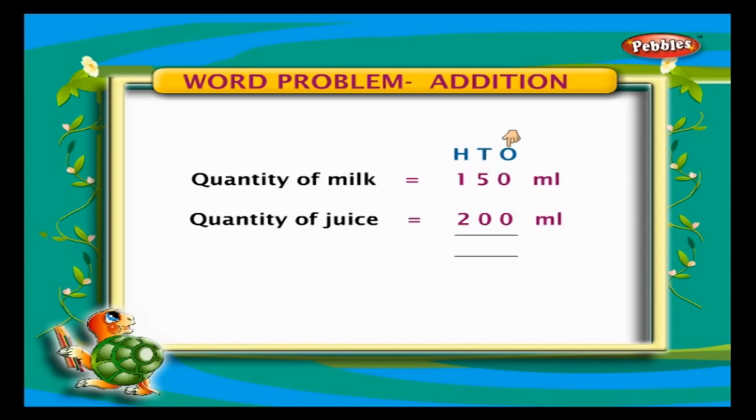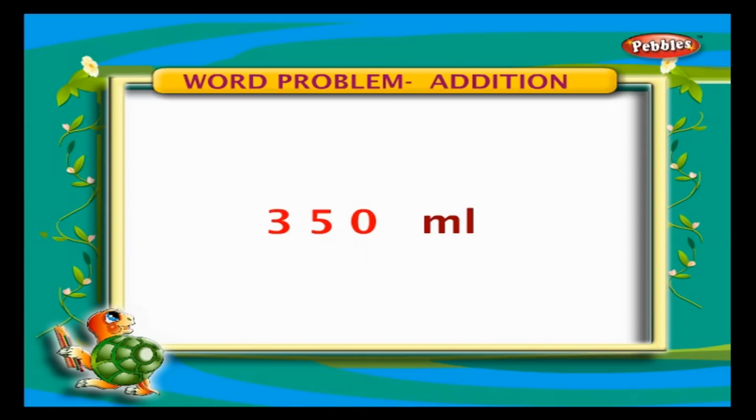Add 1's column, we get 0. Add 10's column, we get 5. Add 100's column, we get 3. So, the total quantity of liquid together is 350 ml.